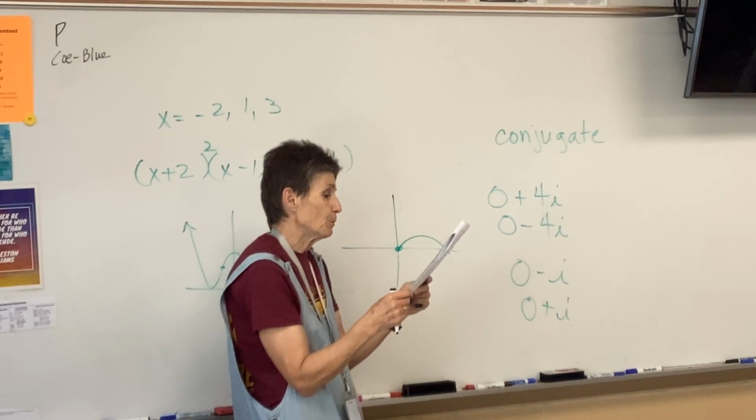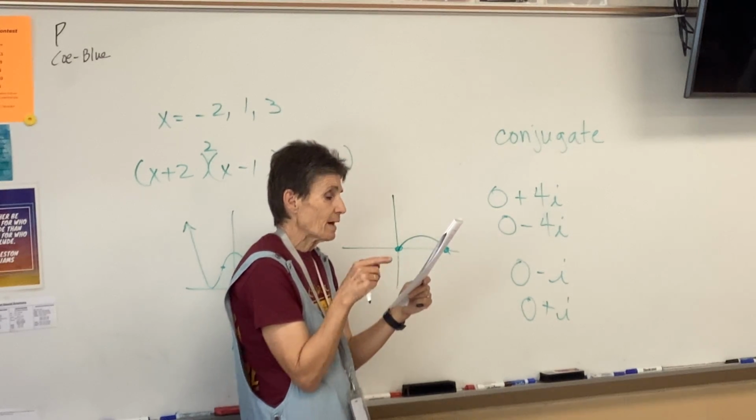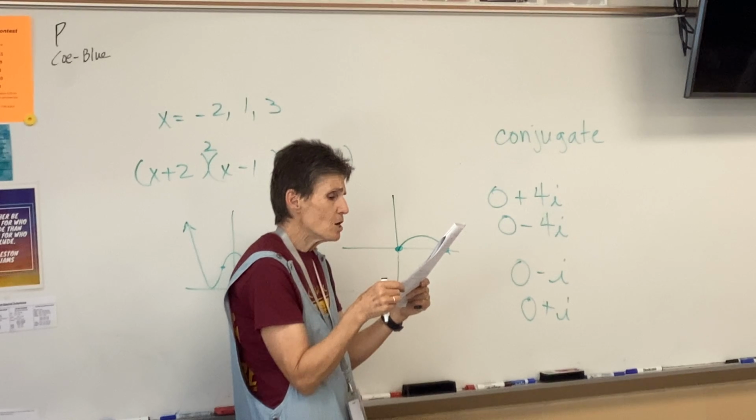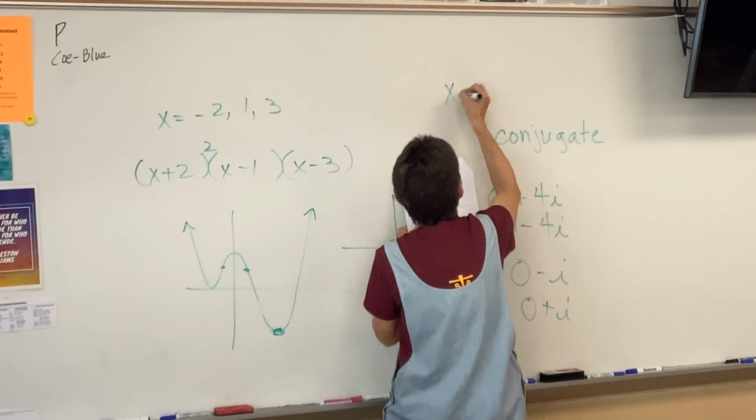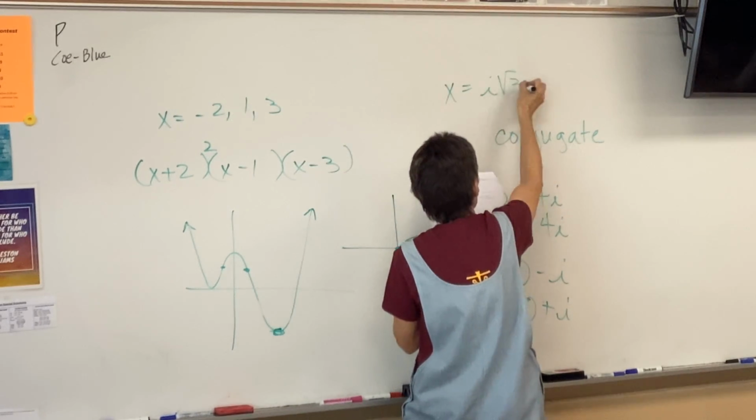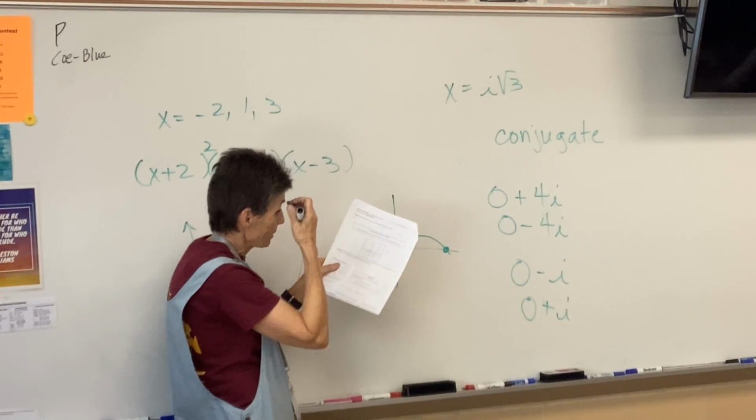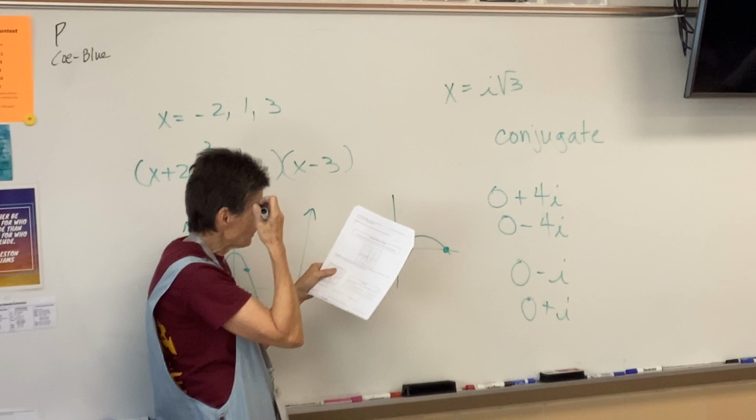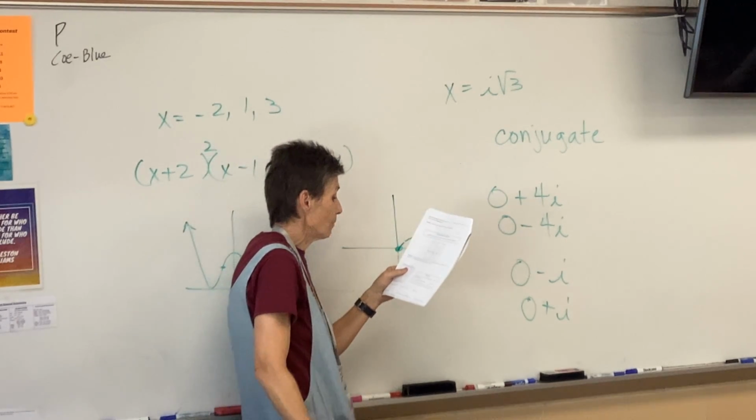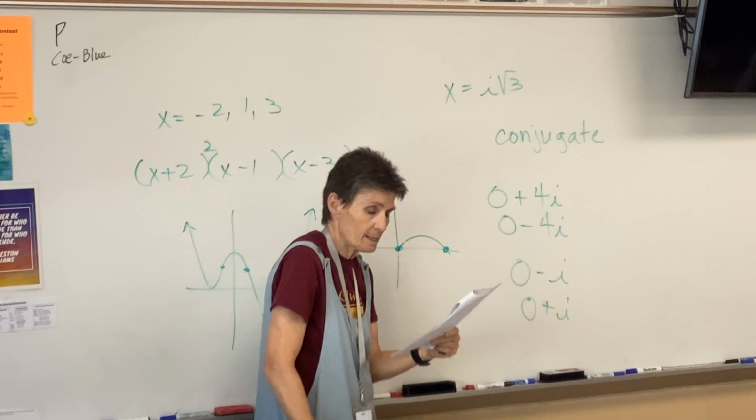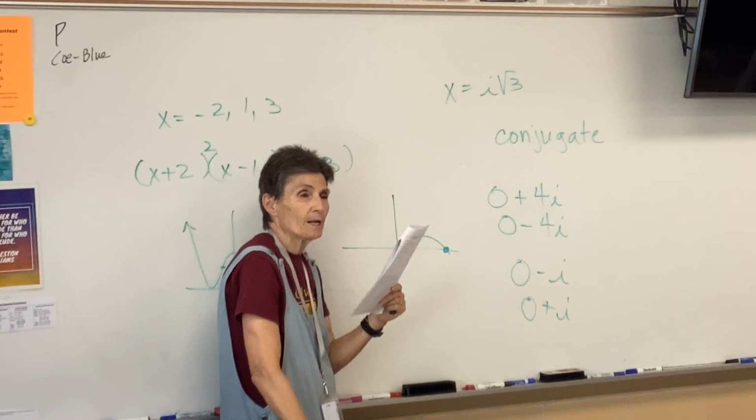All right, example 2. We got a picture of a function. We know that i root 3 is a root. So the picture is right there. We know i root 3 is a root, or 0. What is the smallest degree that that function could have?